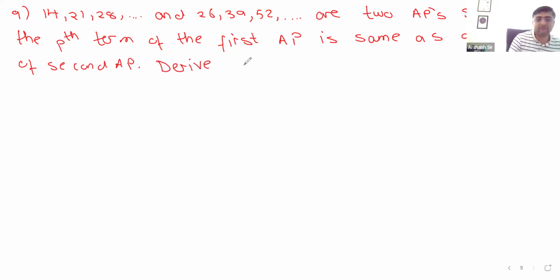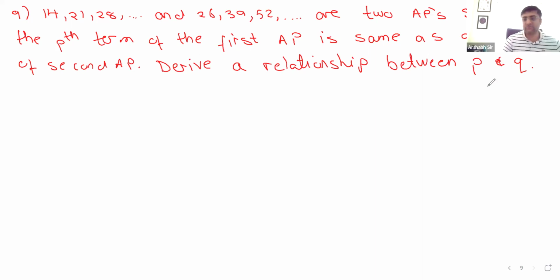Derive a relationship between P and Q. This question came in 2022. हाँ जी बेटा, try this question. देखो बेटा, इस क्वेश्चन में क्या दिया हुआ है?